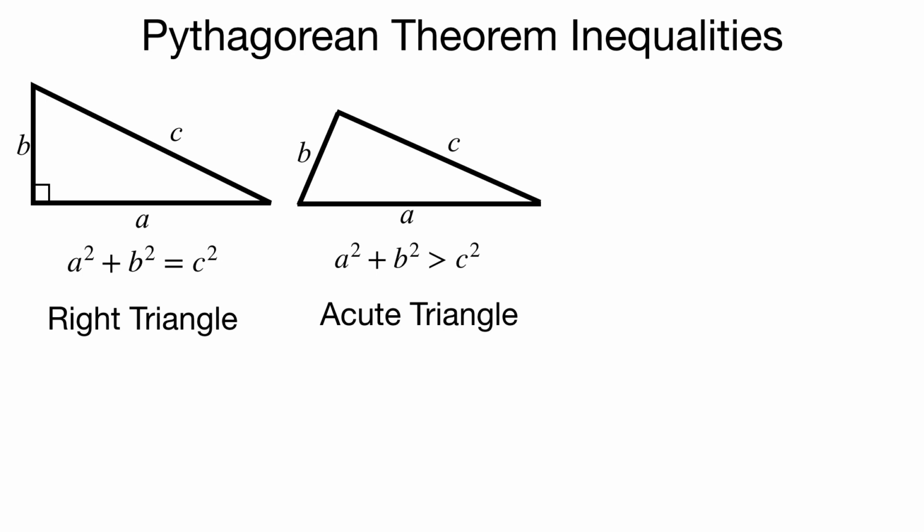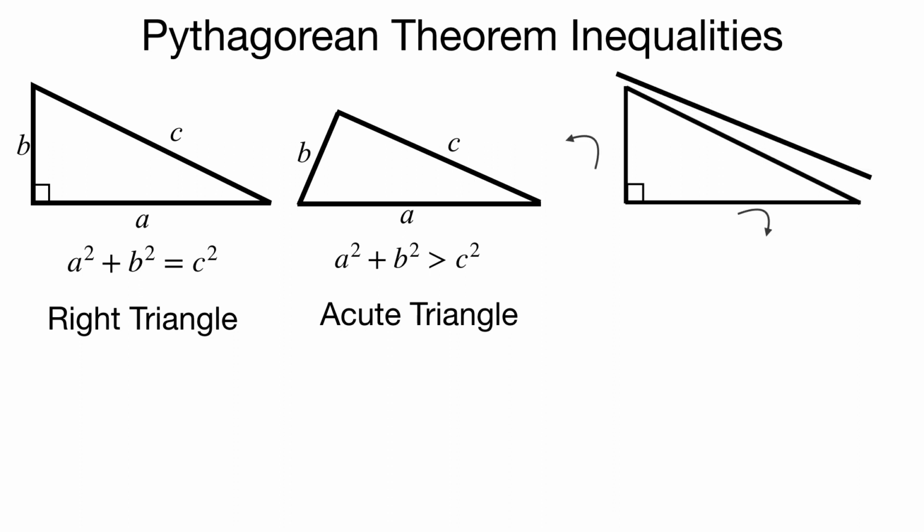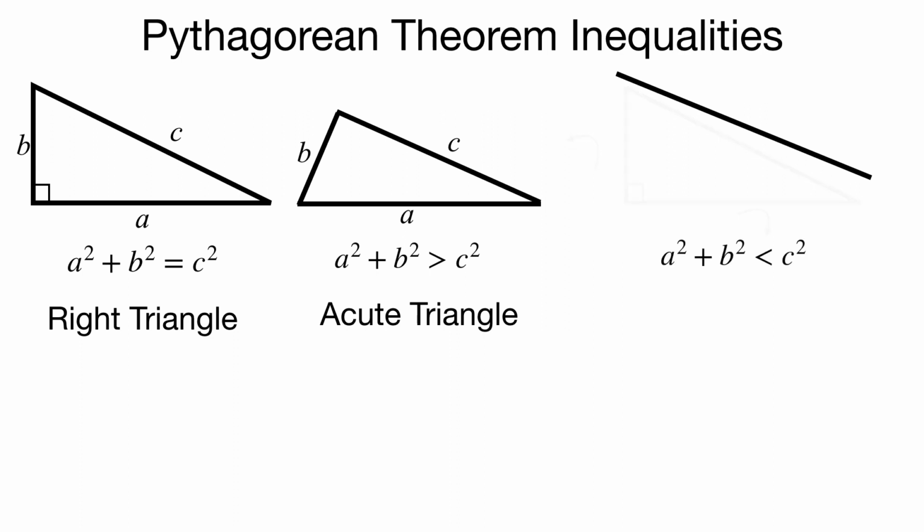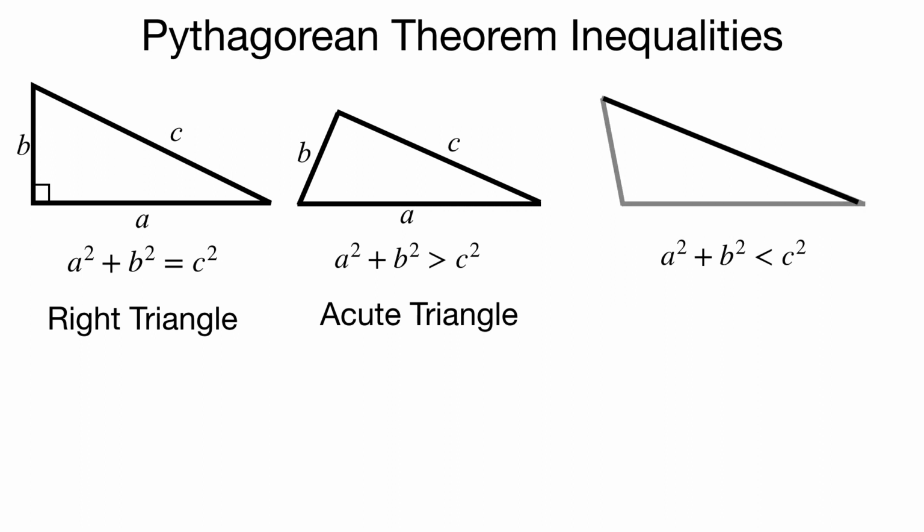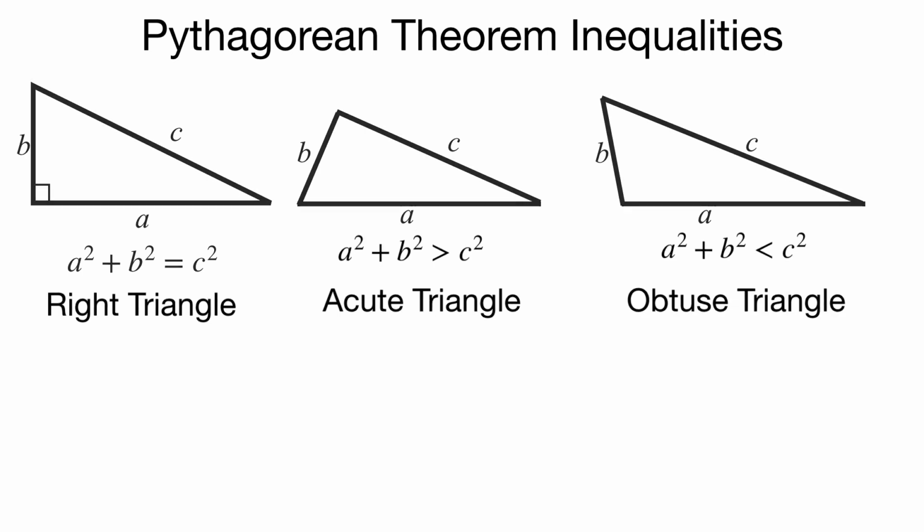But what happens if I take my right triangle and instead of making C smaller, I make it bigger? Now A and B are the same lengths, so when I form my new triangle, I have to pull them apart a little bit to meet up with the new endpoints of C. So my nice right angle is now an obtuse angle. So when A squared plus B squared is less than C squared, you're going to get an obtuse triangle.